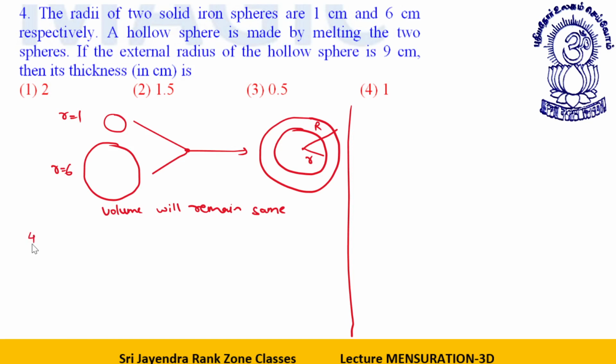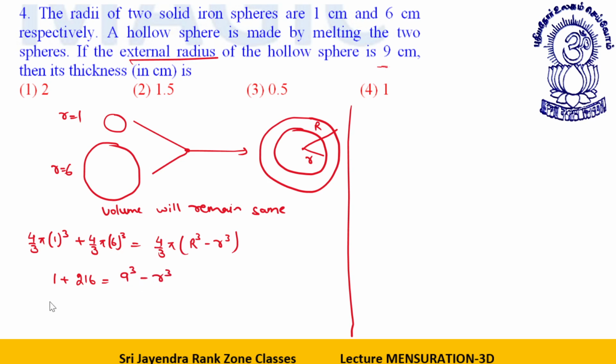Now what will happen? 4 by 3 pi into 1 cube plus 4 by 3 pi into 6 cube is equal to 4 by 3 pi into capital R cube minus small r cube. 4 by 3 pi you can cancel. You get 1 plus 216 is equal to capital R cube. Capital R is 9, external radius. So 9 cube minus r cube. This implies 217 is equal to 9 cube minus r cube.